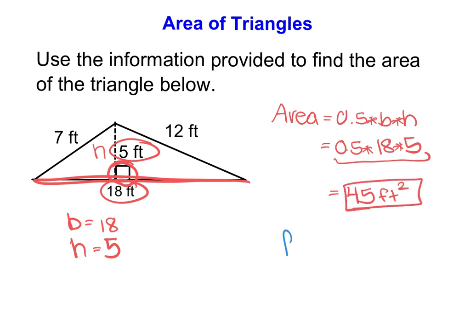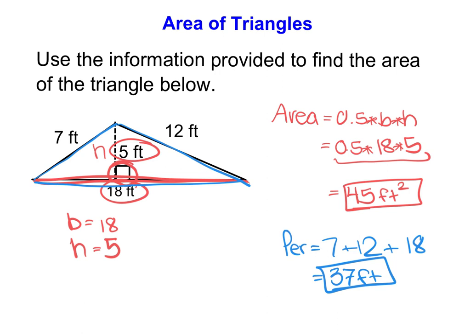Now, just to make sure we still understand how area and perimeter are different, remember our perimeter is all the side lengths added together. So we would do 7 plus 12 plus 18. Notice I didn't include the 5 because that's not a side length. 7 plus 12 plus 18 gives me a perimeter of 37 feet.